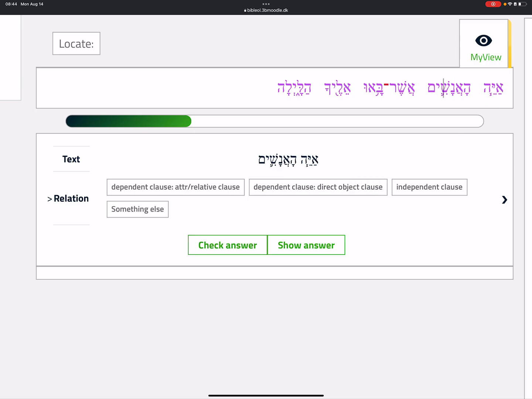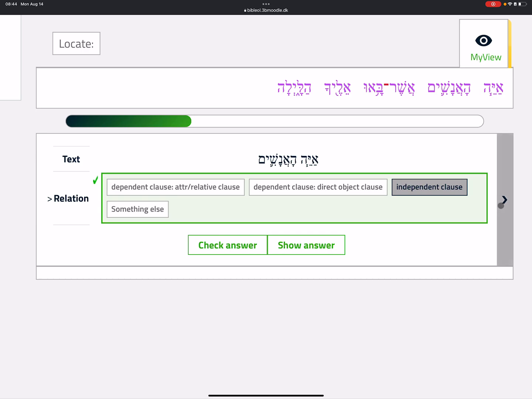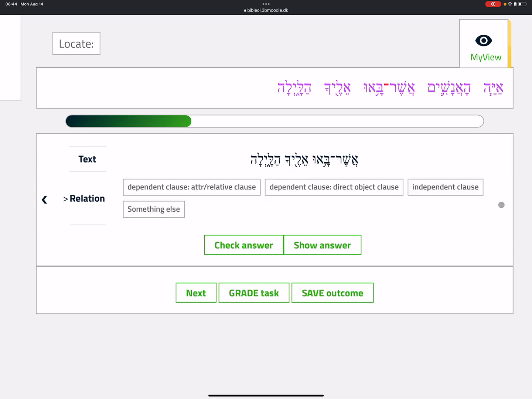Ayeh anashim, asher, so ayeh anashim, where are the men? Again, this is an independent clause. Check answer. Very good. And the next clause is the asher clause. Asher, who came to you by night?